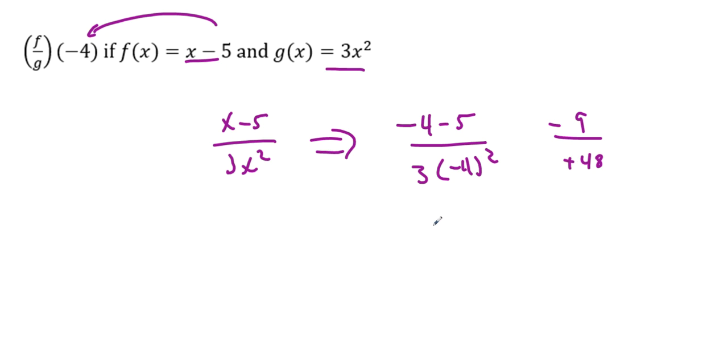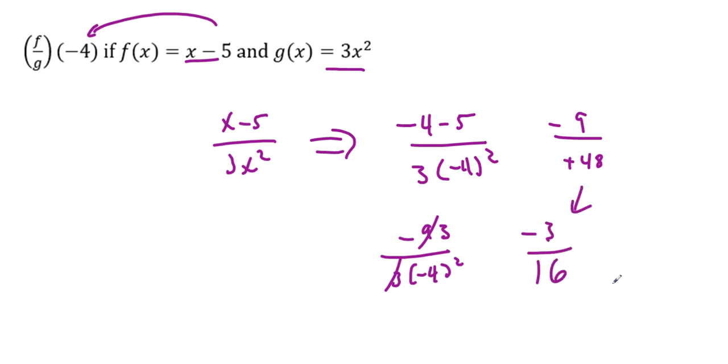But let me show you something right here. I have a negative 9 over 3 times negative 4 squared. I could cancel that out and call that a negative 3, and that's going to be negative 3 over 16. That's going to be that simplified version.